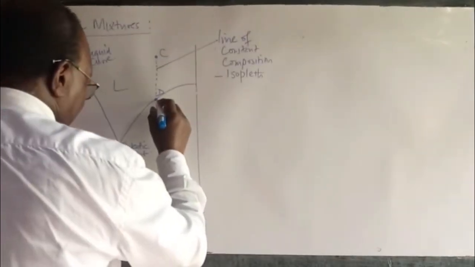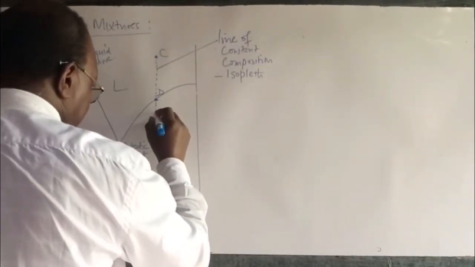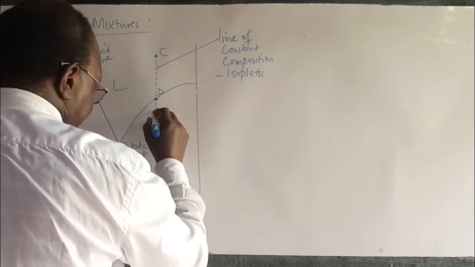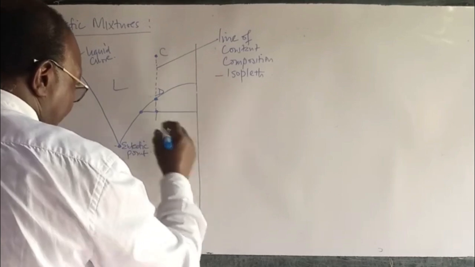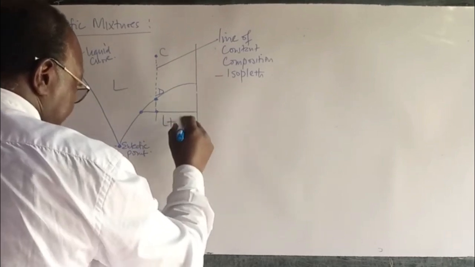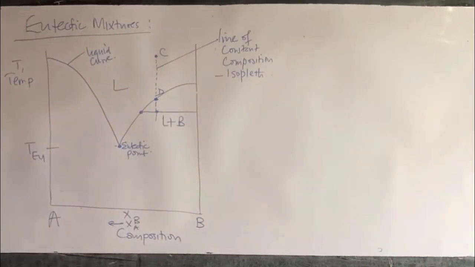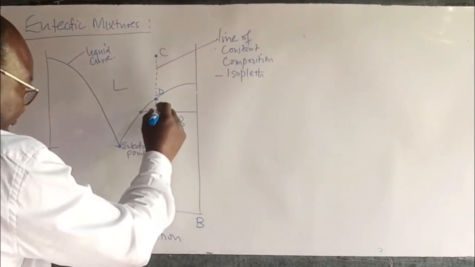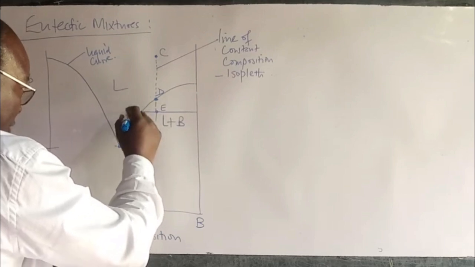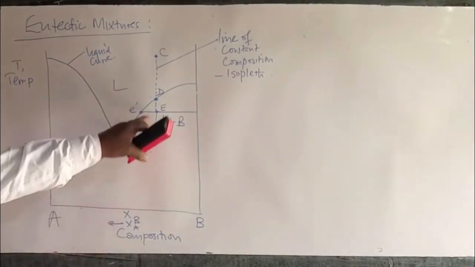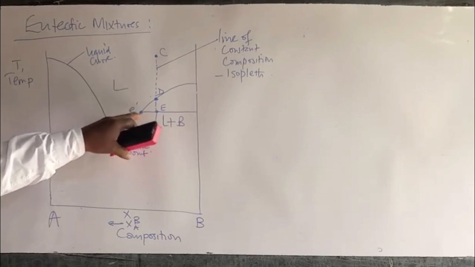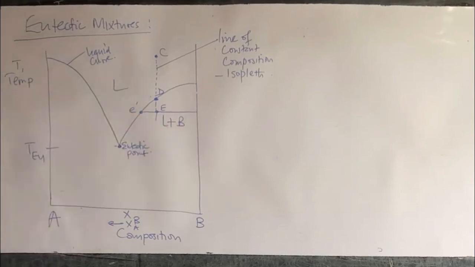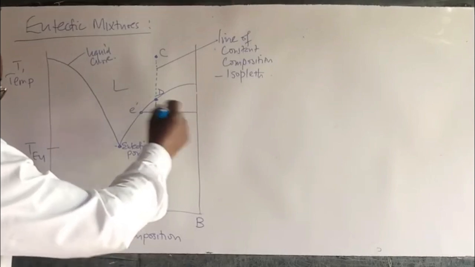You'll have the first crystals of B crystallizing out in this region here. So we'll have liquid plus B. And the composition of the liquid is given by this point. Let us call this small e. The composition of that liquid is given by that state point e prime on the liquid curve. And as you continue, we'll have crystallization at point e.